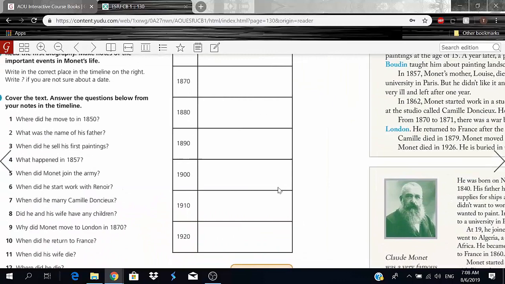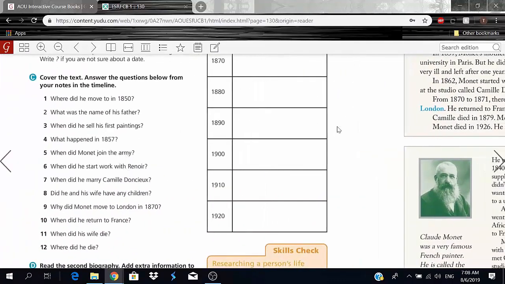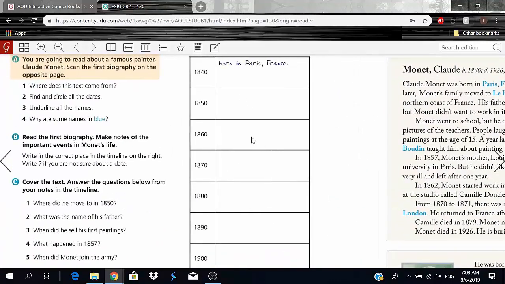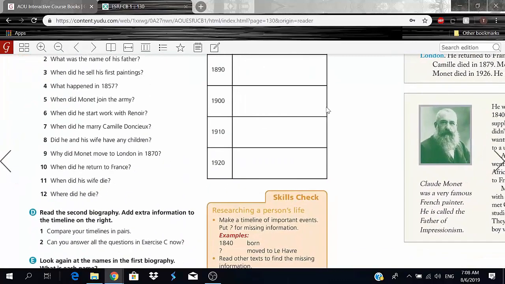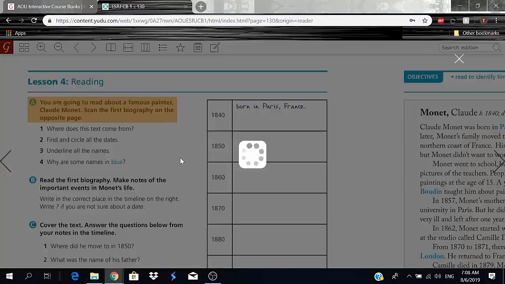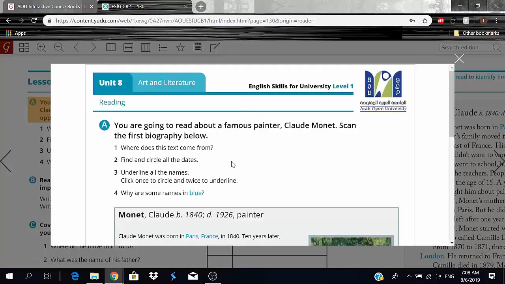And then after that, we're going to answer these questions here and write our own information that we took from our notes into these dates here. So 1850, 1860, and so on. And I think this avoids a lot of confusion, okay? So get a sticky note out because we're going to be reading for a while, okay?